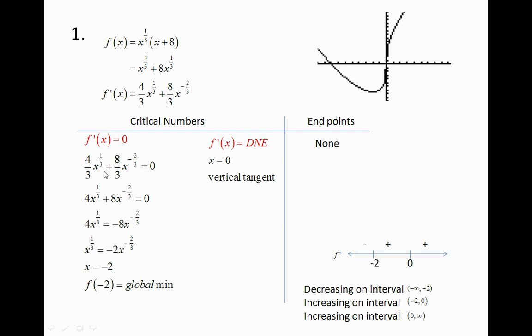My critical numbers are any values of x that make the derivative 0 or make the derivative not exist. So I took my derivative and set it equal to 0. I cleaned it up a little bit and solved, and I got -2. And so f of -2, whatever that y-coordinate comes out to, is my global minimum.